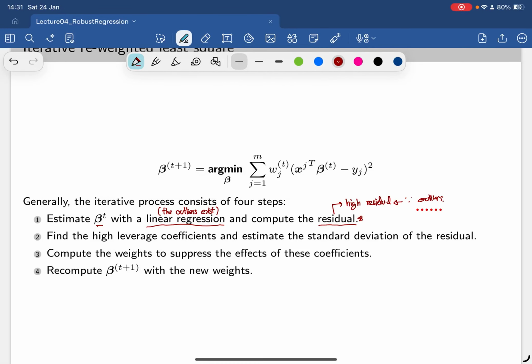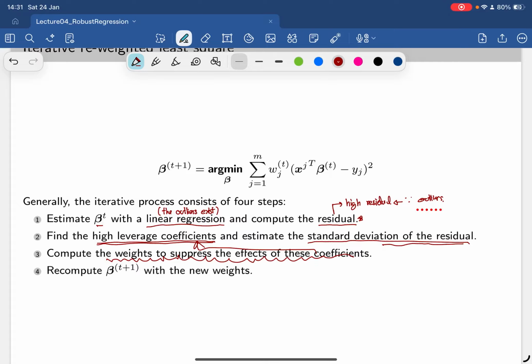After that, you will find which points in your training data have high leverage, and then estimate the standard deviation of those residuals. After that, you will compute the weight to suppress the effect of those high leverage coefficients. And yes, this standard deviation will be something that will scale.